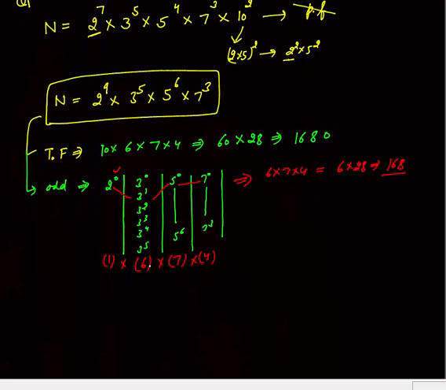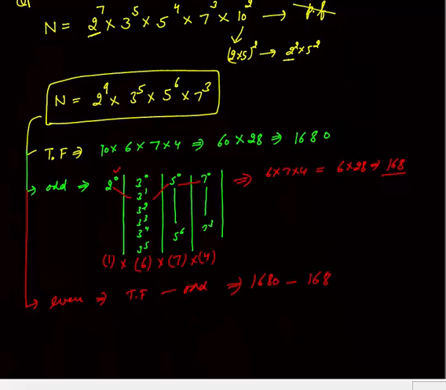Now even factors, no need to calculate the even factors directly. Total factors minus odd factors will be even factors. So 1680 minus 168, that will be your even factors. No need to calculate separately. Always first calculate the odd factors, then you can easily calculate the even factors. Total minus odd will be even. 1512 will be your answer. That is the total number of even factors.